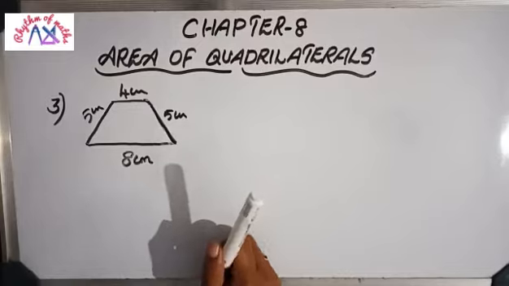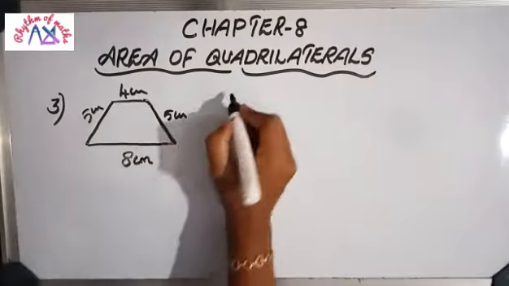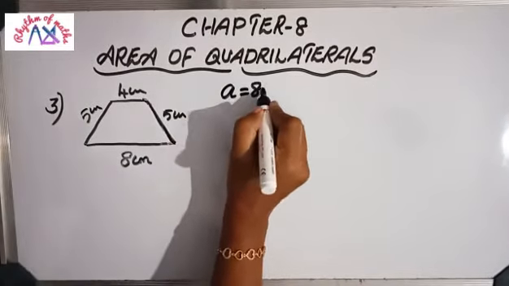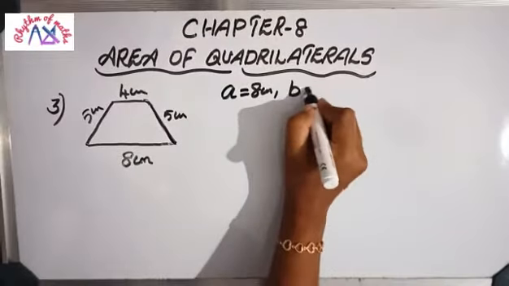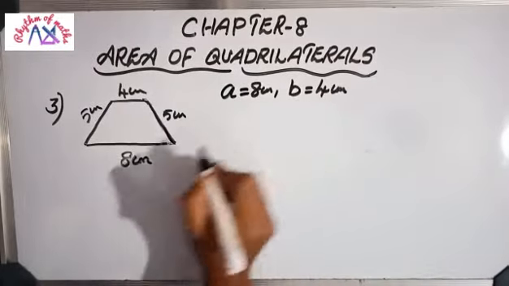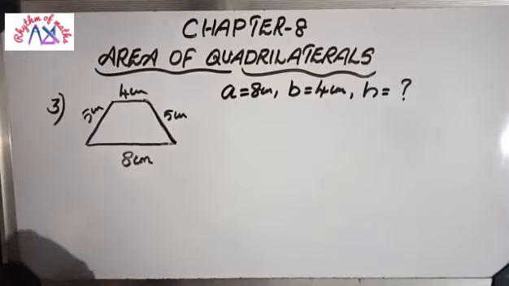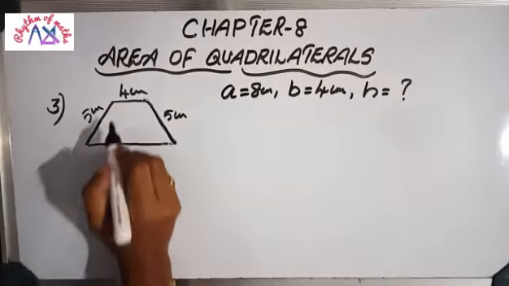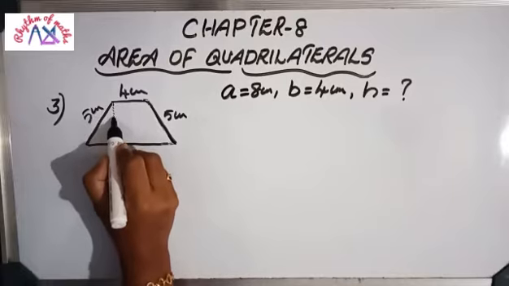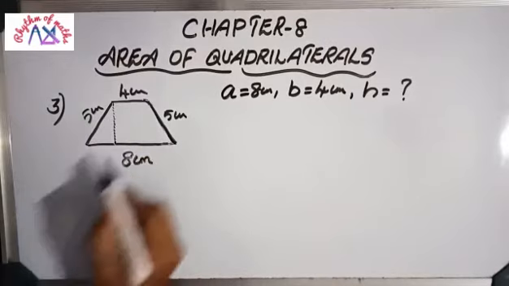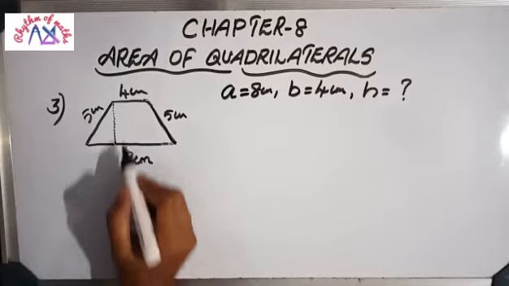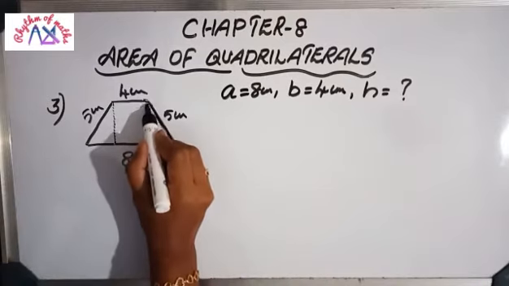That is the question. So from this figure we can write A equal to 8 cm, then B equal to 4 cm. In order to find the area we need H also. Then only we can find area. But H is not given. H means distance between what? These two parallel sides. Okay, so this measurement we have to find here.